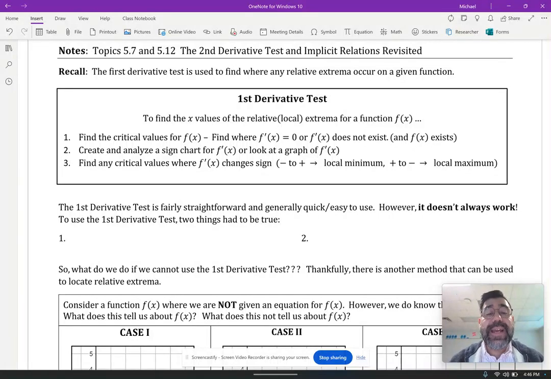This is the second derivative test, and the second derivative test is the partner to the first derivative test. And so in video number one here, I want to remind you what the first derivative test said. So here's the first derivative test.